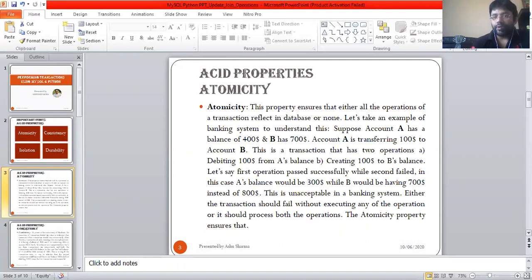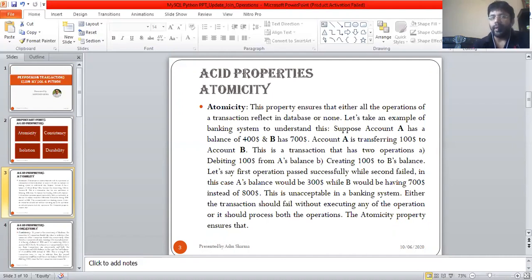This property ensures that either all the operations of a transaction are reflected in the database or none. Meaning to say, if a transaction begins, then definitely it should commit, it should complete. If that doesn't happen, then it should not start. So either yes or no. Let's take an example of a banking system to understand this.